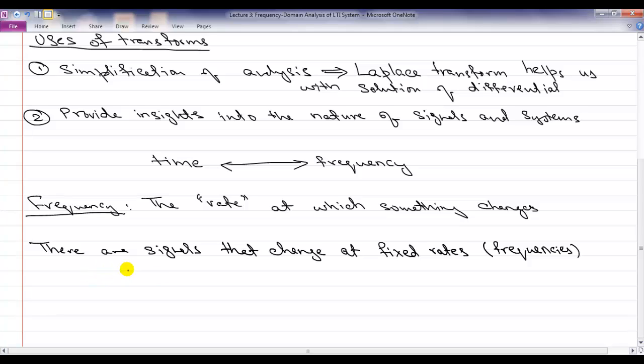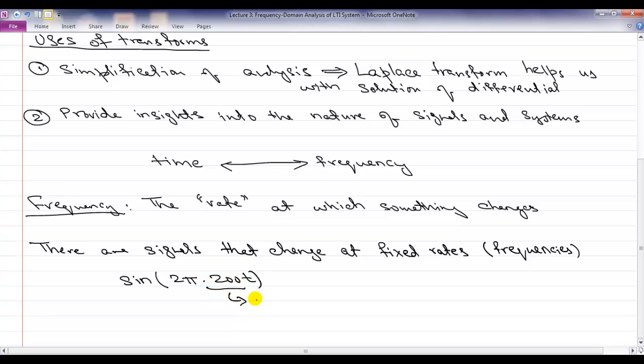We can have, for example, a sine 2 pi 200t. Right? This is a periodic signal. It is changing at a fixed rate. What is the rate that it is changing at?